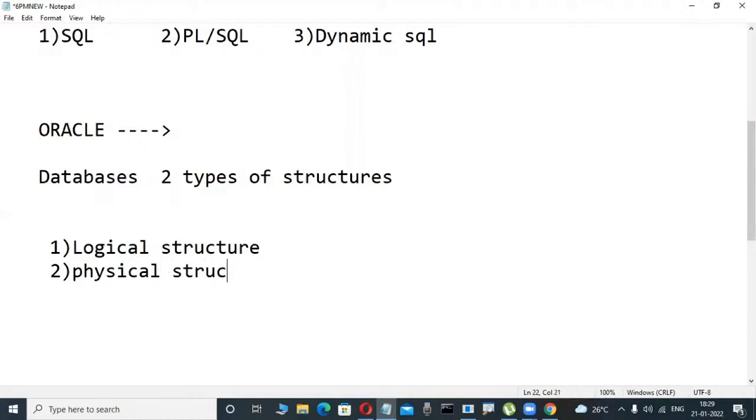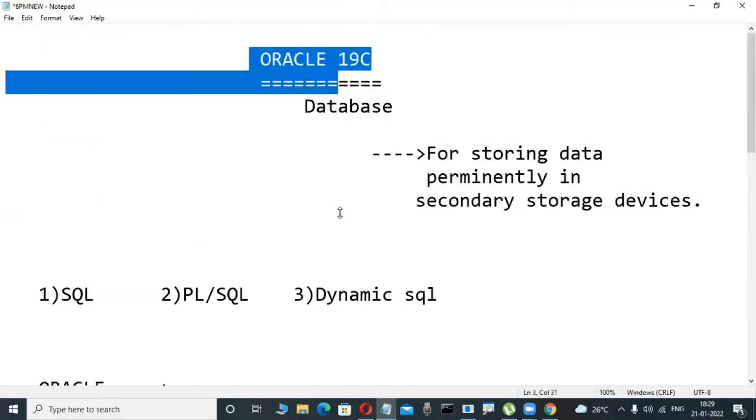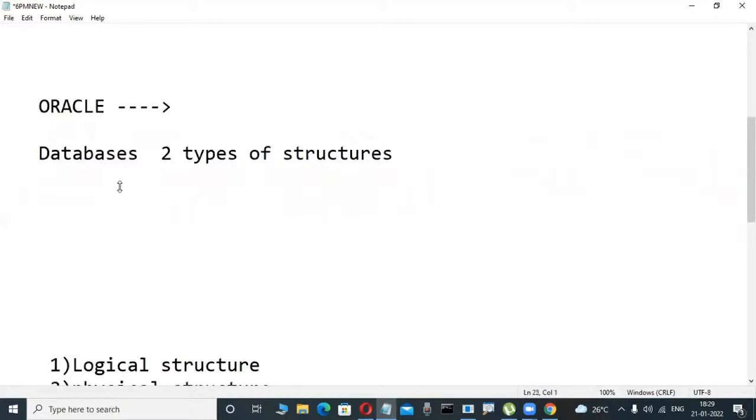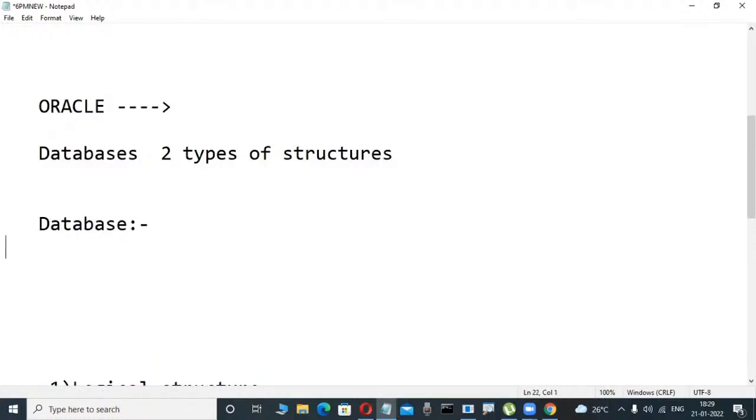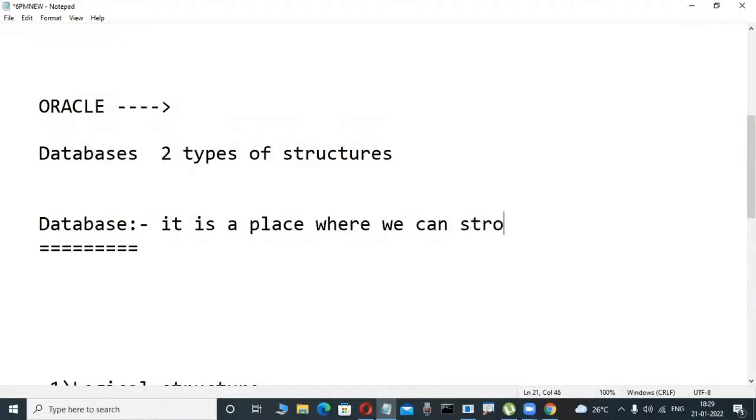Before we tell what is the logical and what is the physical structure in these database softwares, look at the database definition in books. Many people write it like this. What is a database? In Google or in books, it is a place, a computer system, where we can store a structured collection of data. What is data? What is information? What is DBMS? That is later.